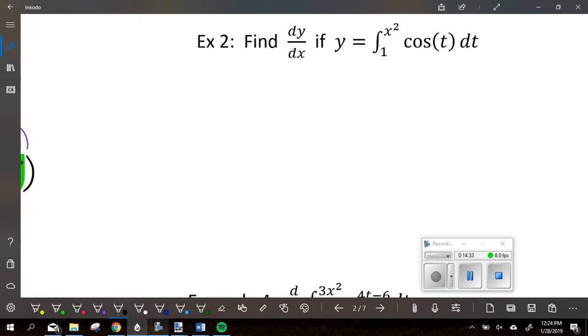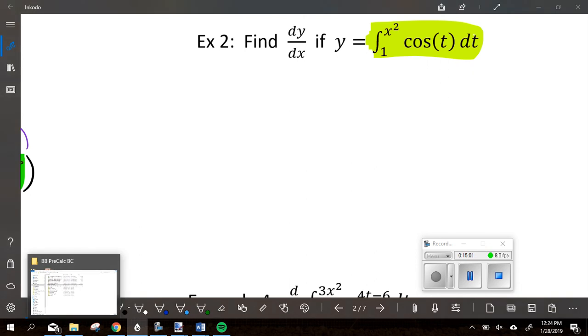Number 2 says, find the derivative if y equals the integral from 1 to x squared of cosine of t dt. So again, x needs to be in the upper bound. If it's not in the upper bound, we got to flip our integral and make it negative. We're good here though. X squared is in my upper bound. So again, let's break it into two parts. The first thing we're going to do is find the integral of this thing.